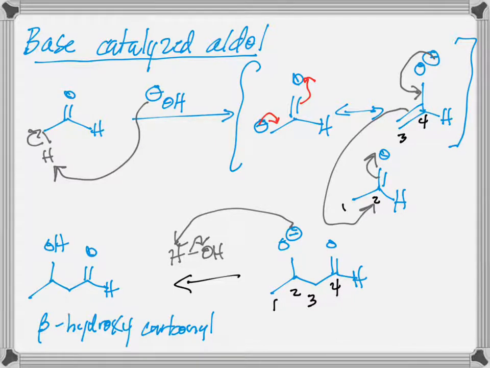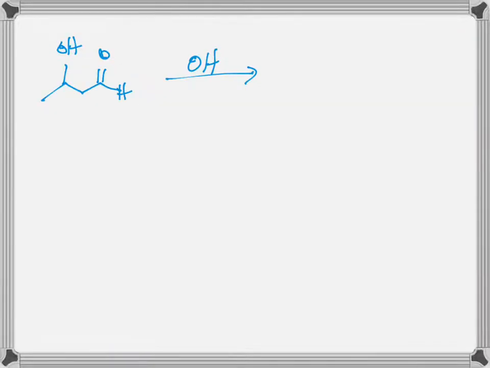a beta-hydroxycarbonyl. You should always look for the beta-hydroxycarbonyl if you are trying to figure out if something was made by an aldol condensation. Sometimes an aldol condensation ends here, and sometimes it continues and goes another step and undergoes dehydration. So here is the mechanism for the dehydration step.